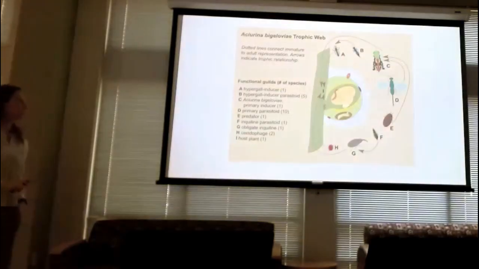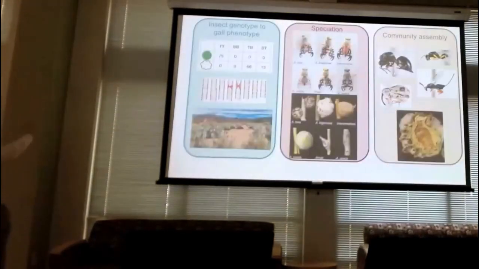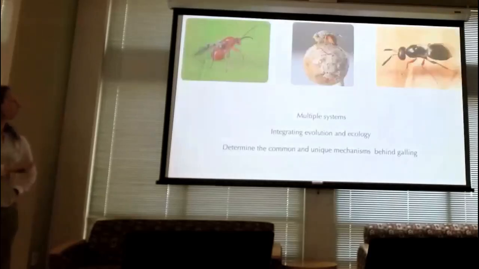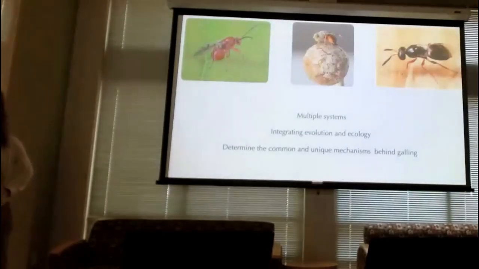So we had this amazing trophic web that we were able to describe. And overall, the system has been absolutely a sandbox of fun to play with for connecting insect genotype to gall phenotype, learning about speciation and community assembly. And then overall, my lab is just using different systems in unique ways, integrating both their evolution and ecology to try to understand the unique and the common mechanisms behind galls.